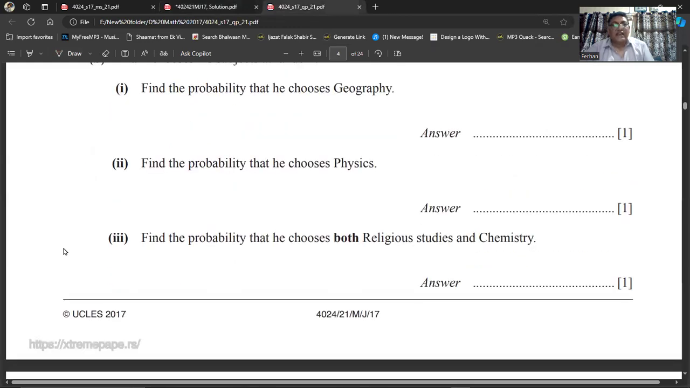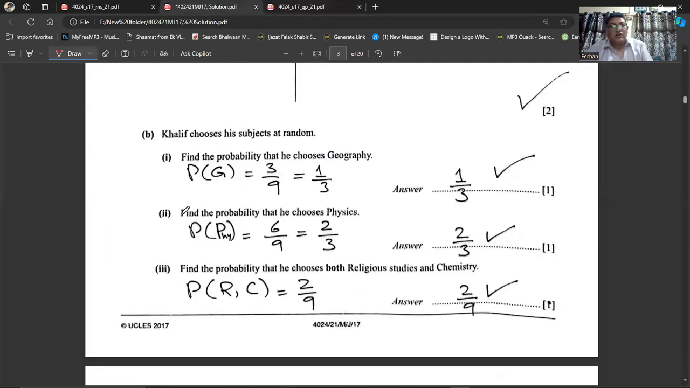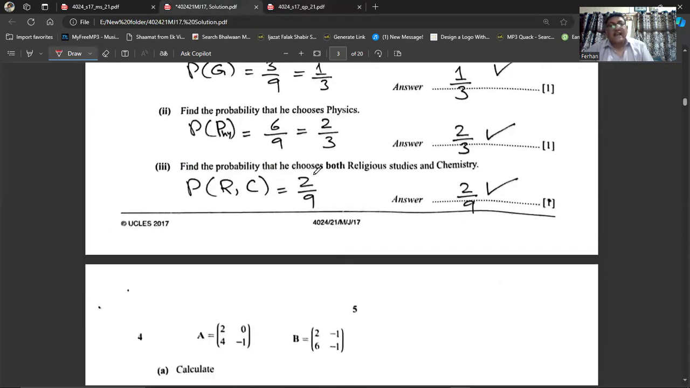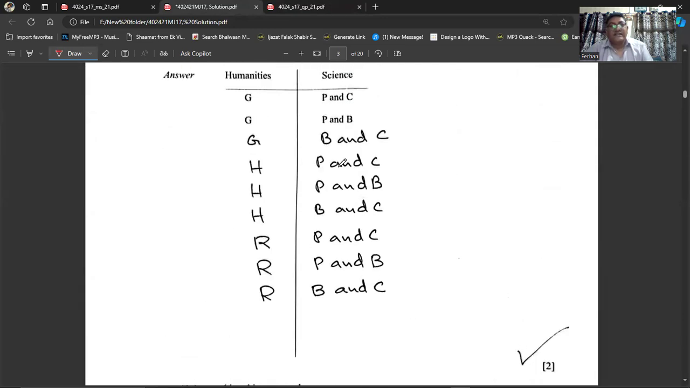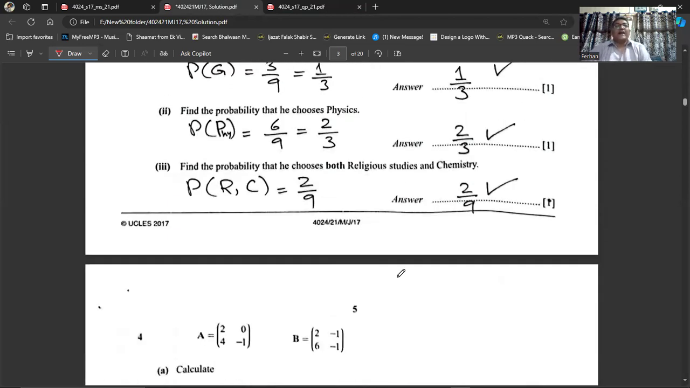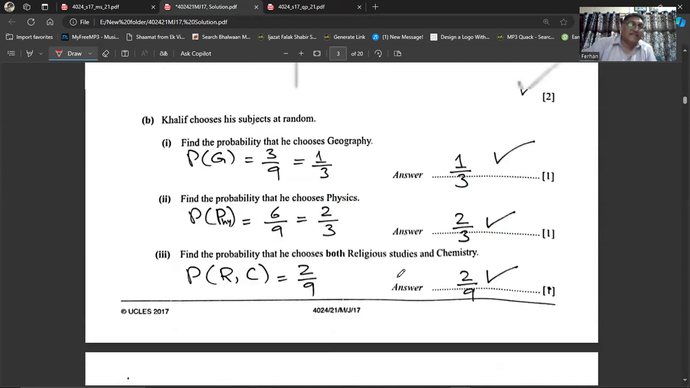Then the third part, they say find the probability that he chooses both religious studies and chemistry. Okay. So religious studies and chemistry. Where is the religious studies and chemistry? Here and here. So in 2 places we have religious studies and chemistry. So you will have 2 by 9. So 2 by 9 is the right answer, sir.